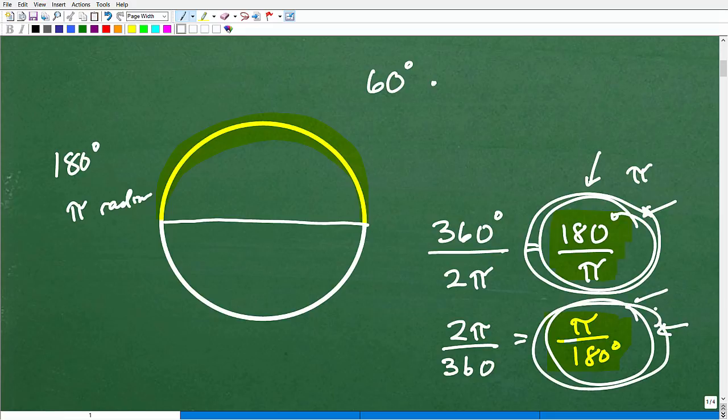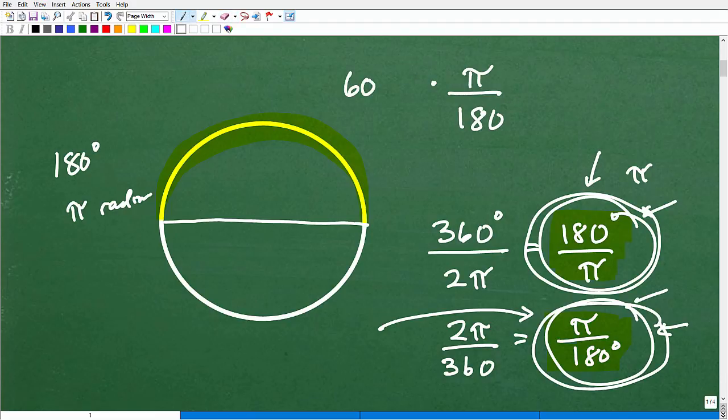So hopefully you recognize that the one we want is this one down here, and I'll show you why. This is going to be 60 degrees times pi over 180 degrees, because the degrees, if I write this out this way, kind of units of measure, this is not the way we write it, but 60 degrees times pi over 180 degrees here. The units of measure cross cancel, okay? And I'm left with the pi.